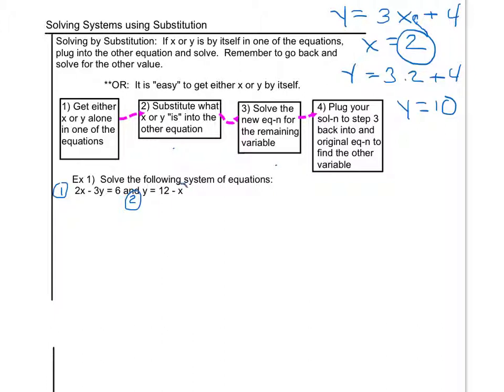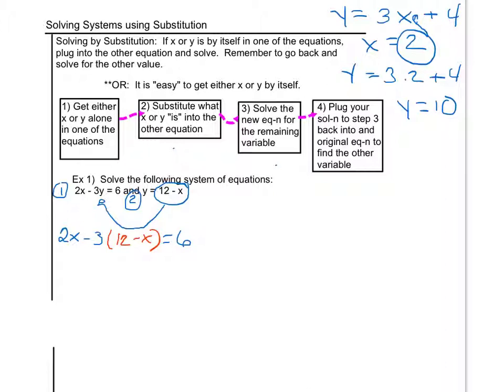So in equation 2, I'm told that y is 12 minus x. So I'm going to put 12 minus x in for y on my other equation, giving me 2x, that stays the same, minus 3, that stays the same. Now, because I'm substituting 12 minus x in for y, I'm going to put it in parentheses because the whole amount, the 12, the subtract, and the x are all part of what y is. I'm going to put that in parentheses and put it in place of y. Then once again, I'm going to continue and say equals 6.